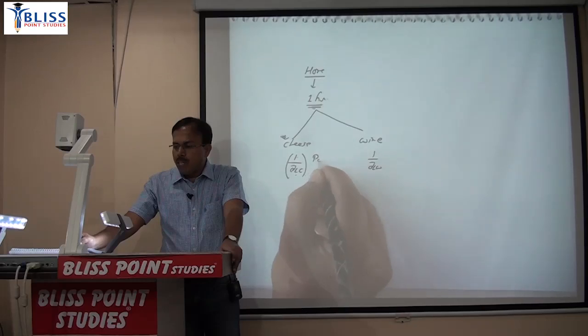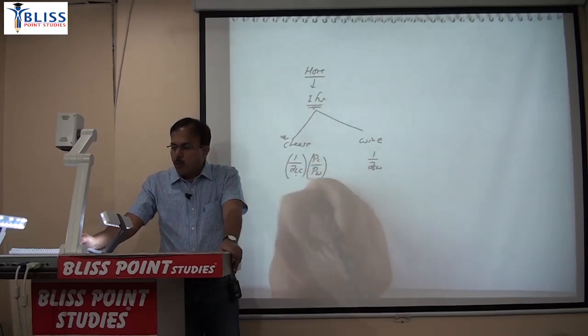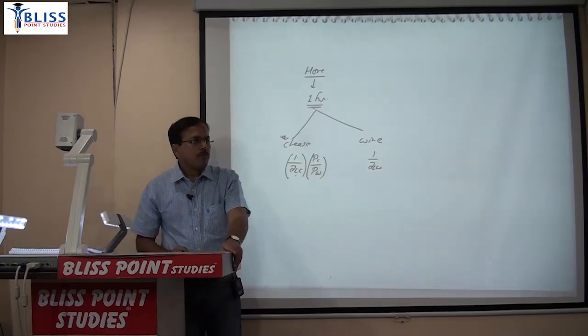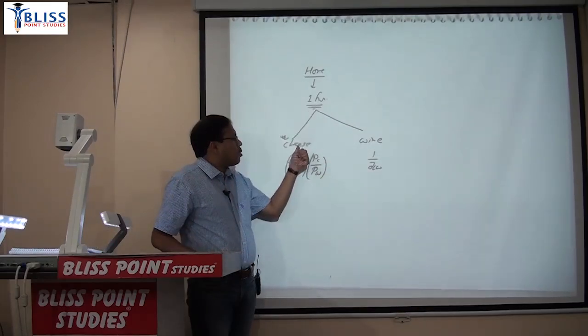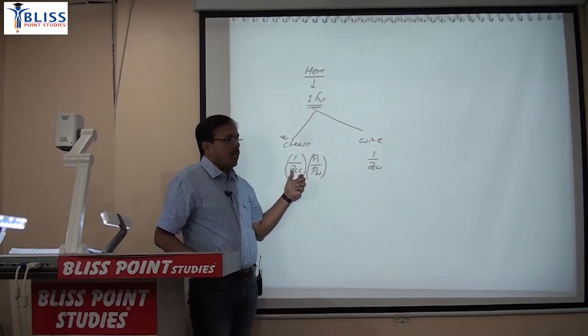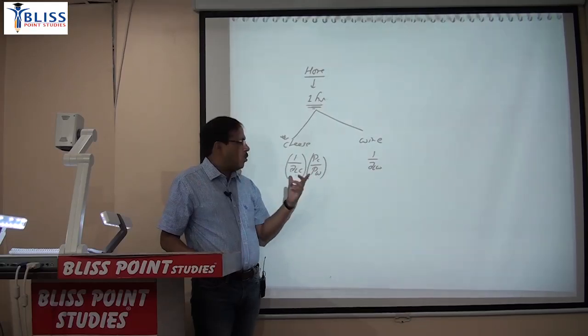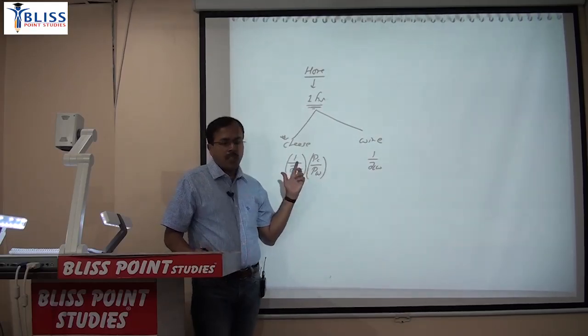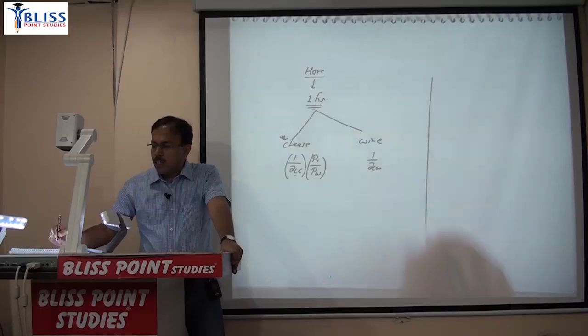So I will multiply it by PC/PW. Now what is this whole value telling? In 1 hour you are using 1/ALC unit of cheese, you are exporting that cheese, and in exchange you are getting this much quantity of wine. You can understand this example in another way also.